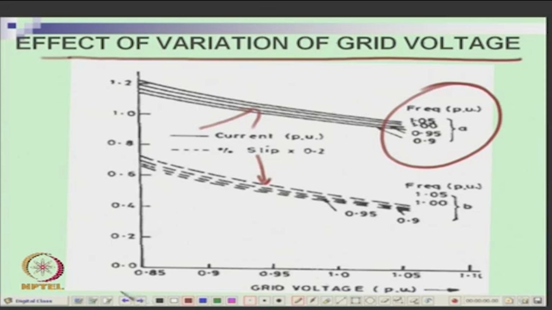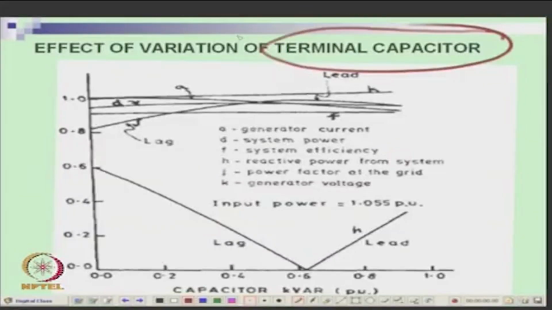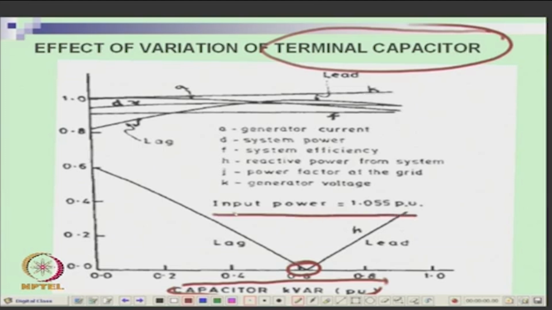Then you want to know what capacitor you connect, and we discovered that 0.6 pu is a good value of capacitor to go with. That means, what is the effect of variation of capacitor on the performance of the machine at any given input, even with a constant input power. So there will be variation. This will be the generator current, and this will be the system power somewhere here. These are some variations.